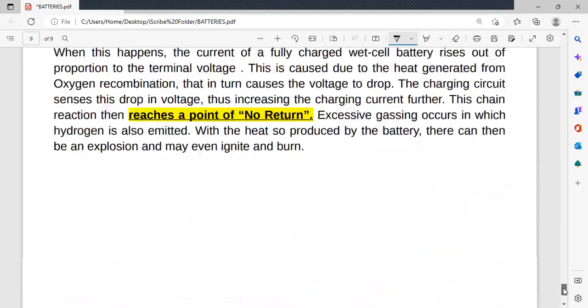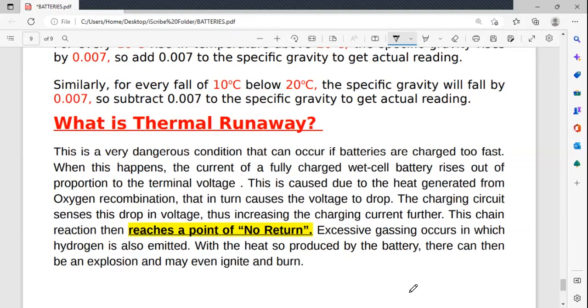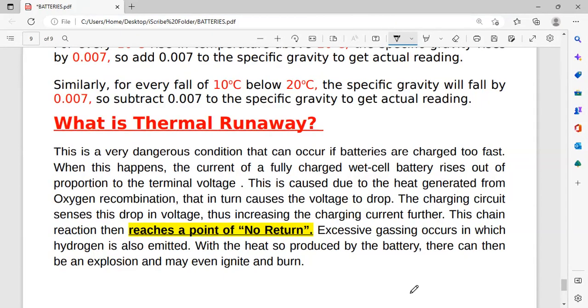Okay, finally, thermal runaway. Another question is, what do you mean by thermal runaway? Again, the detrimental effect of temperature. So what happens that causes this thermal runaway? Okay. This happens if the batteries are charged too fast. Too fast.